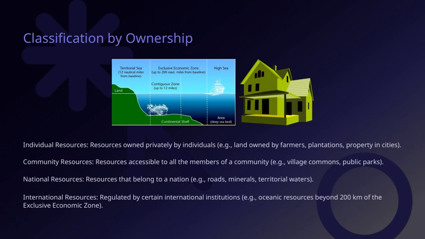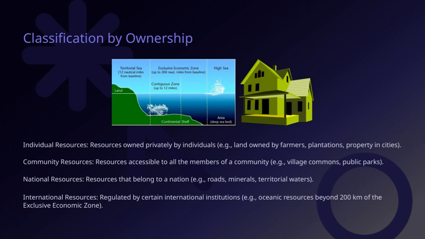Next, we have national resources. These are resources that belong to a specific nation. Think of things like roads, minerals, or territorial waters, assets that are under the control of the government or the state and are used for the benefit of the country's citizens.